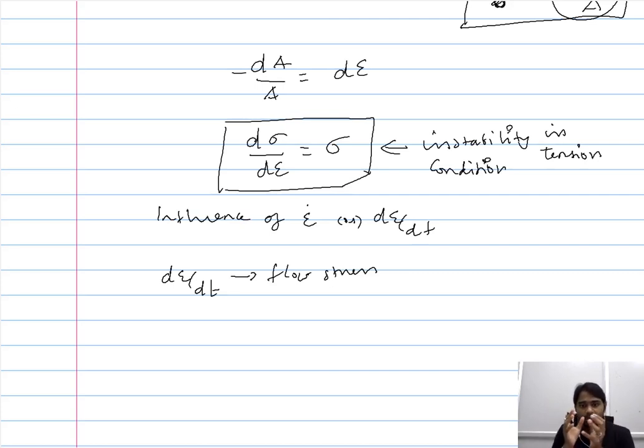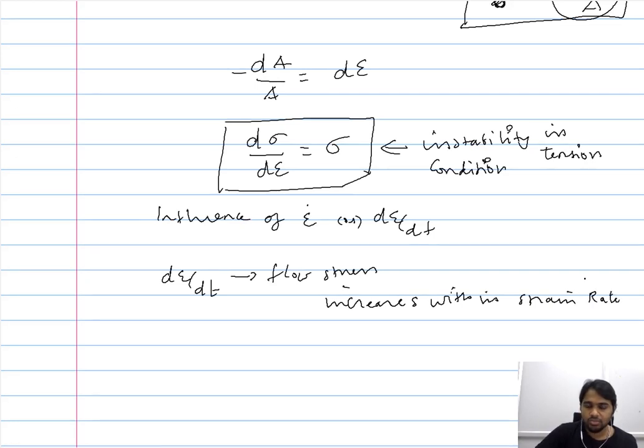So the flow stress that is required to increase the plastic deformation in a material increases with increase in strain rate. So when you increase the strain rate, say you want to increase the amount of plastic strain from 1 to 2, the amount of stress that is required to add to the plastic deformation, or move from point 1 to 2, also increases.